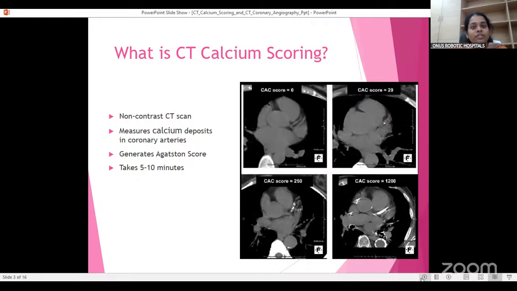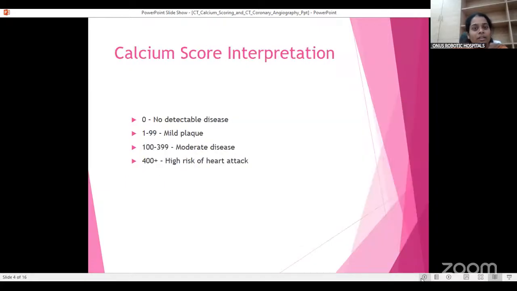It is going to measure the amount of calcium deposited in the plaques in the arteries, which is directly proportional to the blockage. We do it on the basis of the Agatston scoring. It just takes around 5 to 10 minutes, and we stratify the patients based upon this Agatston score. If it is 0, there is no detectable disease.